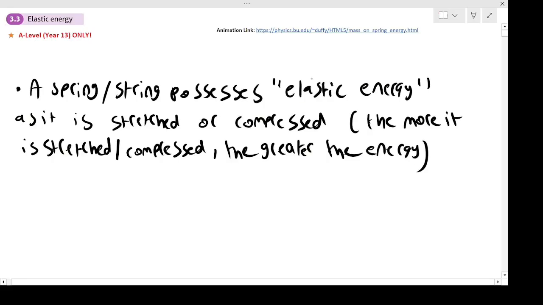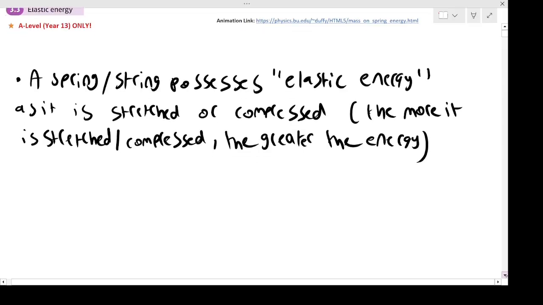Right. So again, you can also think of it like a rubber band. So the more you pull back on the rubber band and stretch it more and more, the more energy there is, right? The more it's going to fling forward, all right? So there's a lot more energy the further you stretch or compress a spring or string. That's essentially what we're talking about here, okay? So we're going to investigate exactly how to work out and deal with this elastic energy, okay?